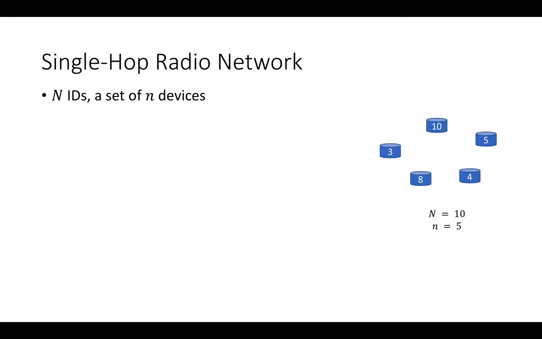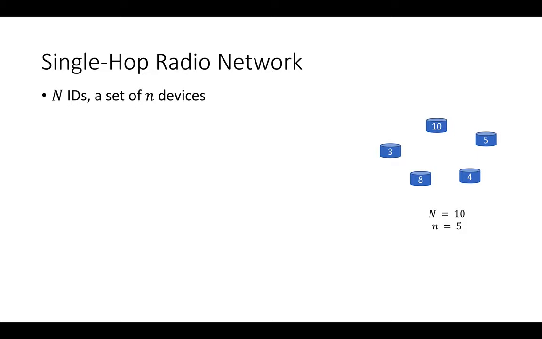Okay. So first, let me introduce the model that we consider. We consider single-hop radio networks. A radio network is a distributed system of devices that are equipped with radio receivers. So in this paper, we consider single-hop radio networks where all devices can communicate via a single communication channel.